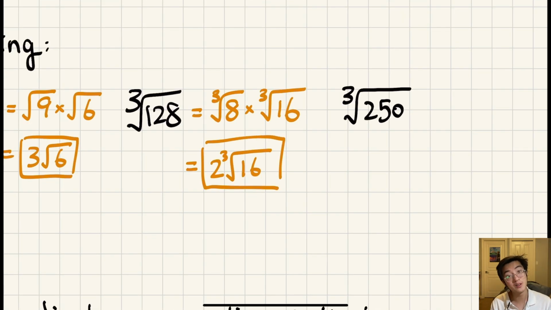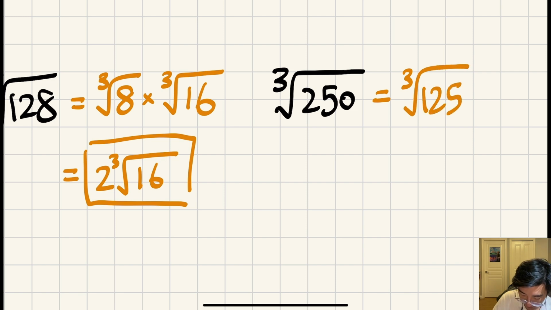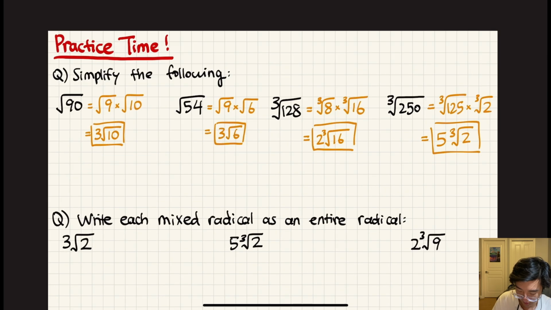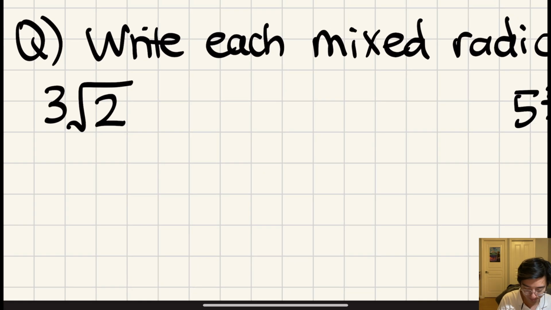And now lastly, with 250 here, we can take out 125, because 125 is a perfect cube. We'll be left with a 2 left over. So the cube root of 125 is 5, times the cube root of 2, getting us 5 times the cube root of 2 for the cube root of 250. So yeah, that's pretty much it for the mixed radicals. So now let's go the other way around.